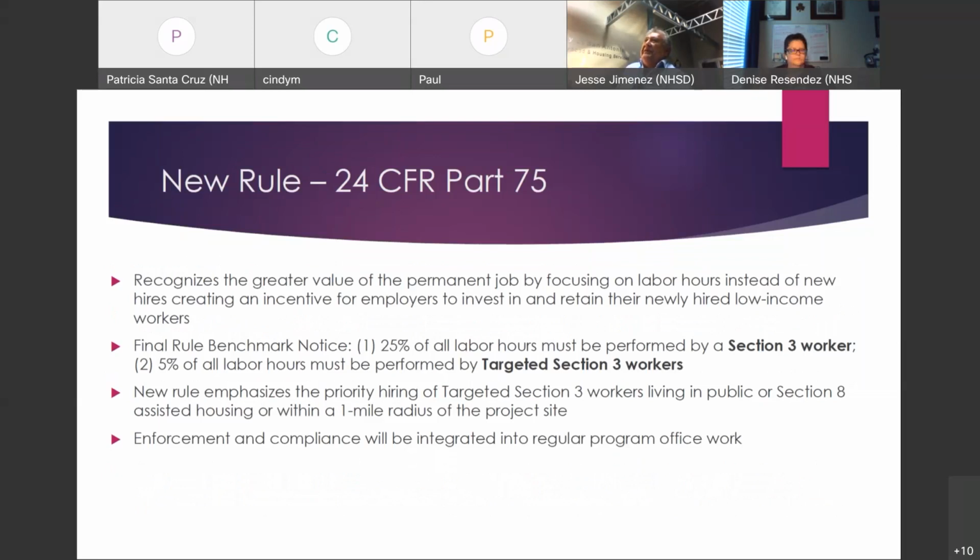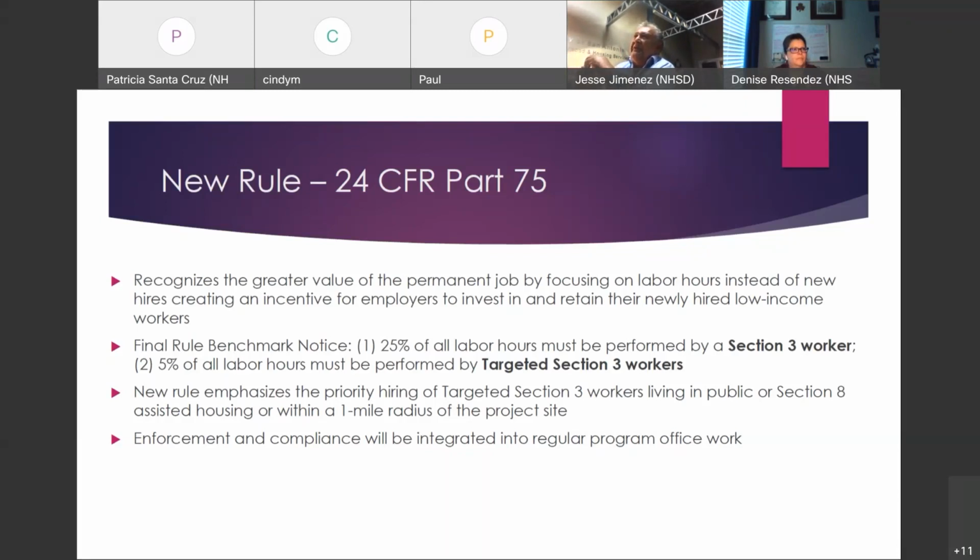The new rule tries to emphasize a greater value on permanent jobs by focusing on labor hours instead of new hires. So this creates an incentive for employers to invest and retain newly hired low-income workers. The final rule benchmarks include 25% of all labor hours must be performed by a Section 3 worker, and 5% of all labor hours must be performed by targeted Section 3 workers.